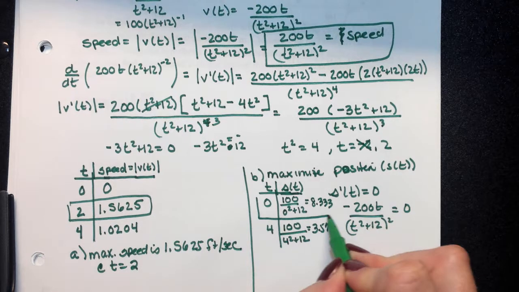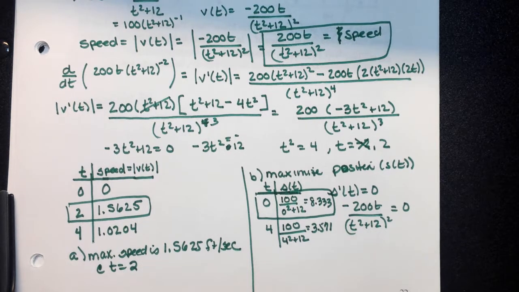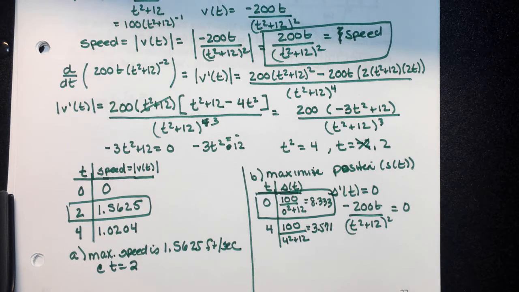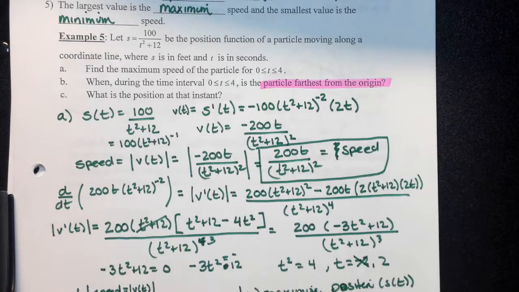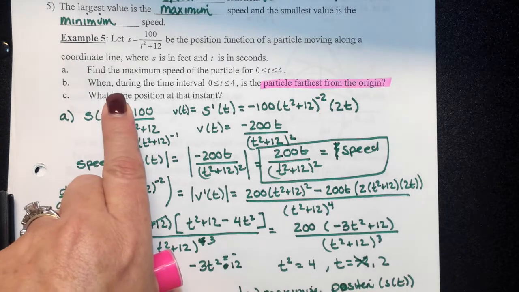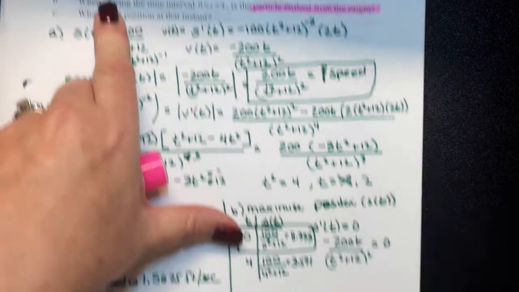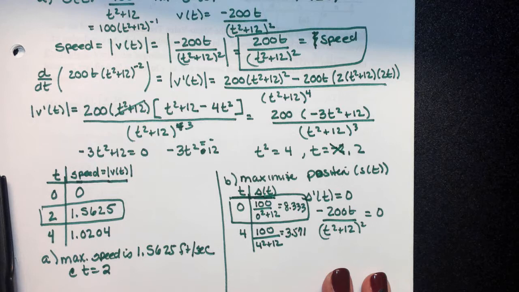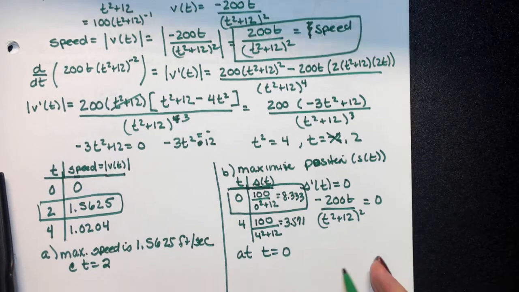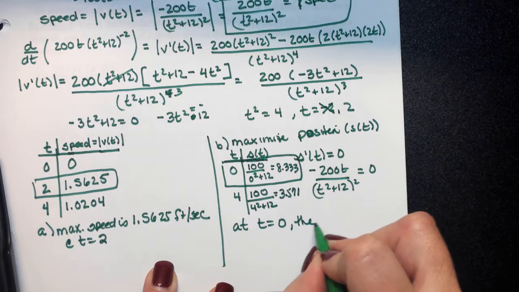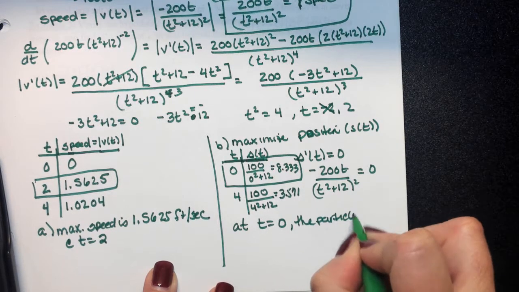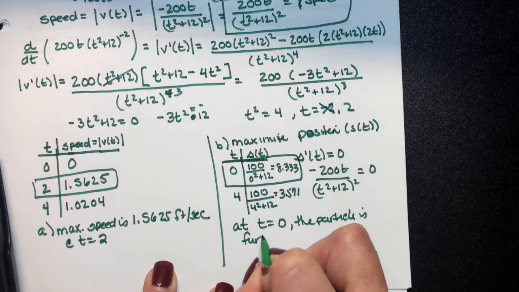So you can see from my candidates, at t is equal to 0, that's where my absolute maximum is going to be. That's where the particle is furthest from the origin. So then make sure you answer the questions. Part B is when. So what's my answer going to be, 0 or 8.333? 0. So at t is equal to 0, the particle is furthest from the origin.